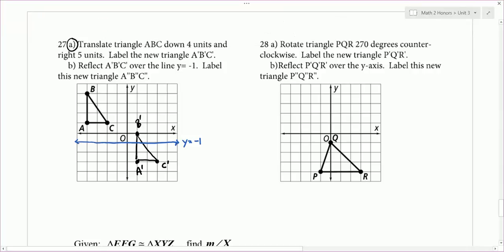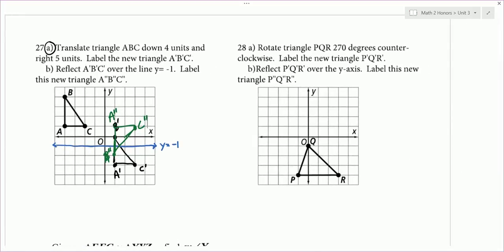So B prime is above that line 1 unit, so we're going to go below that line 1 unit. A prime is below 2, so we're going to go above 2. And C prime is below 2, we're going to go above 2, and here is our result. And we're going to label A double prime, oops, A is over here, B double prime, and C double prime. And we made it.